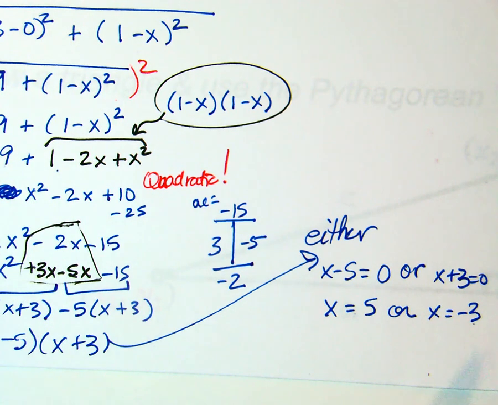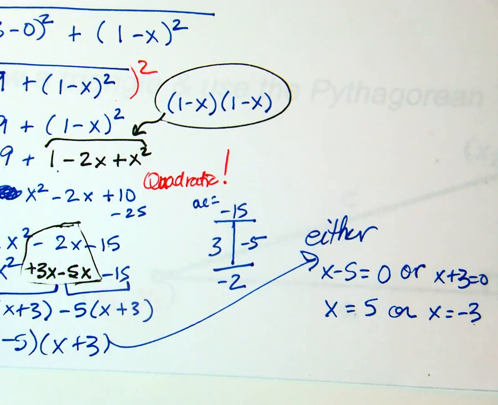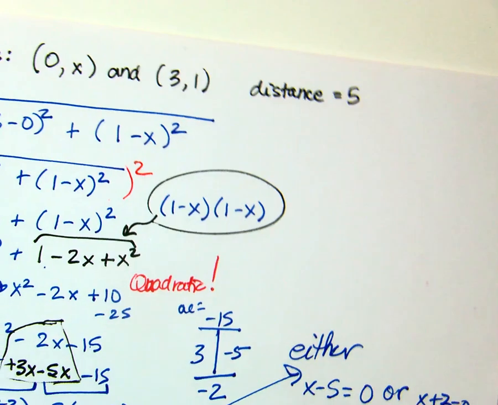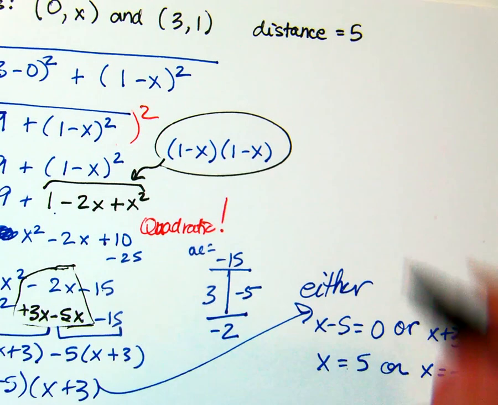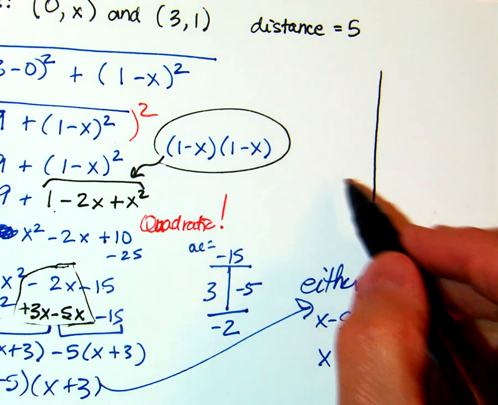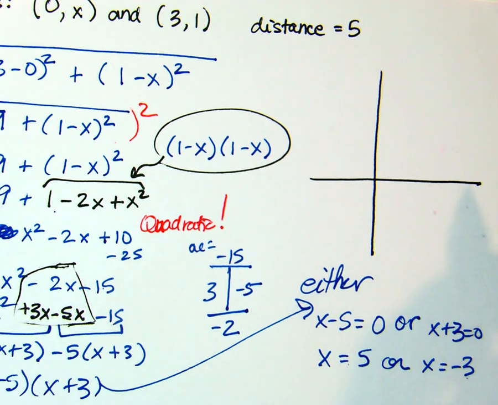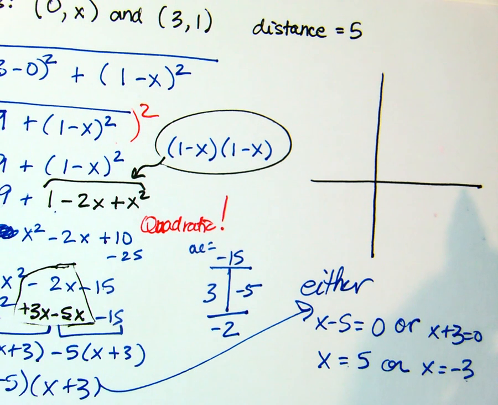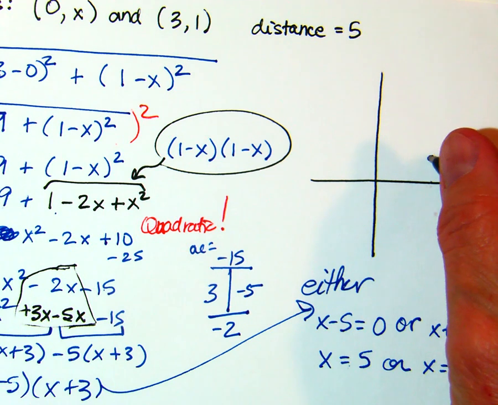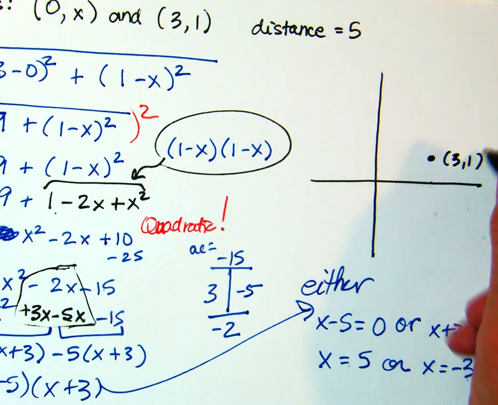It works either way. You say, well, how can that be? How can they both be the same? Well, funny you should ask. I'll show you. Here's how it would work. If you were graphing this, this is actually 2 different points. So, you have your 1 point, which is 3, 1. That's this point.